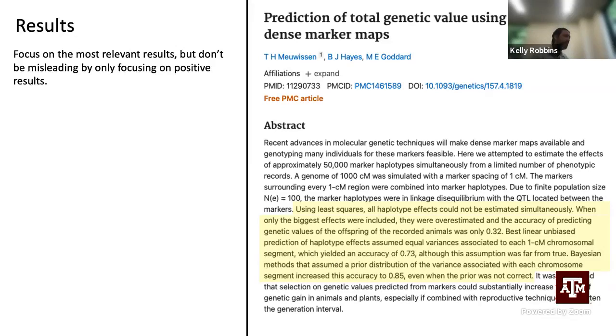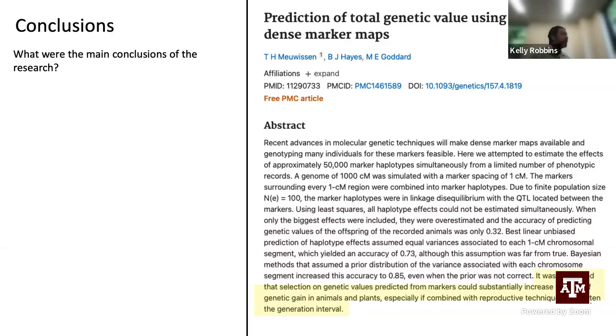And then finally, Bayesian methods that assumed a prior distribution of the variance associated with each chromosomal segment increased this accuracy to 0.85, even when the prior was not correct. So here they're going a bit further. They're looking at some Bayesian methods that try and make assumptions about the distribution of marker effects that are a little bit closer to what we might expect from our biological knowledge, and we did get some improvement in the simulation here. So again, results section pretty good.